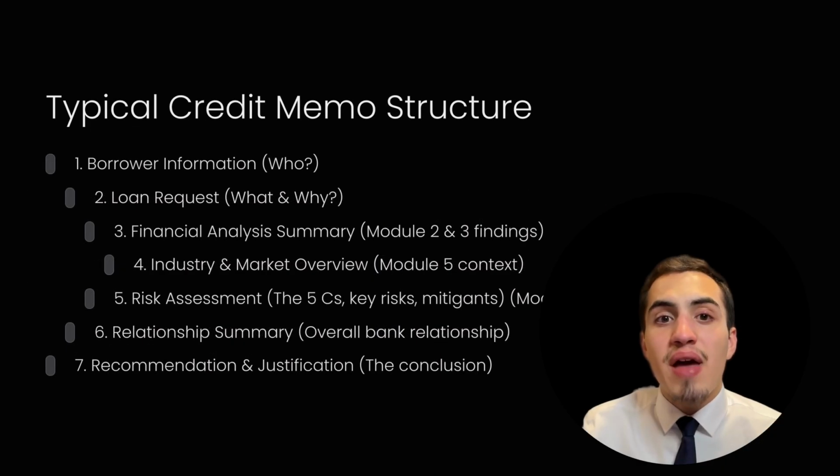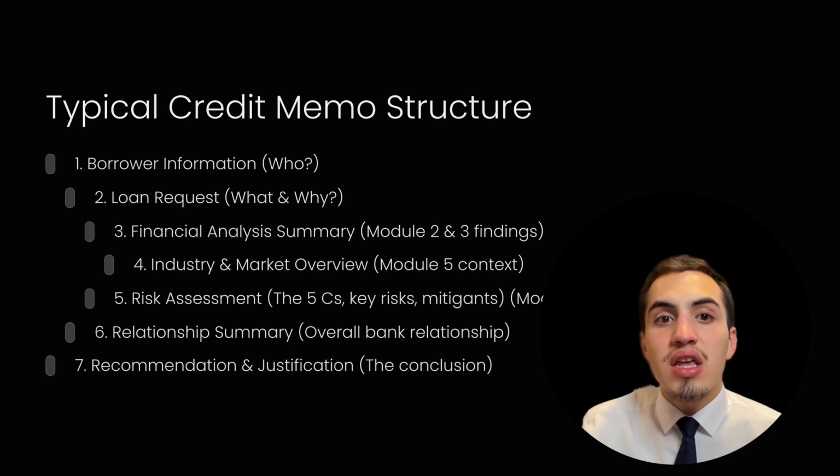While the exact format varies between banks, a credit memo generally includes several key sections, logically flowing from the background to conclusion. You'll typically find borrower information detailing the company and its management. The loan request section outlines the specifics: how much, for what purpose, and under what proposed terms. The financial analysis summary presents the key findings from the statement review and ratio calculations we did conceptually in modules 2 and 3.